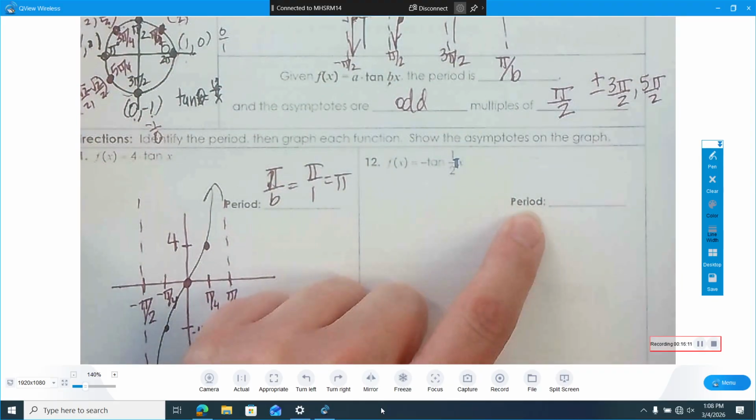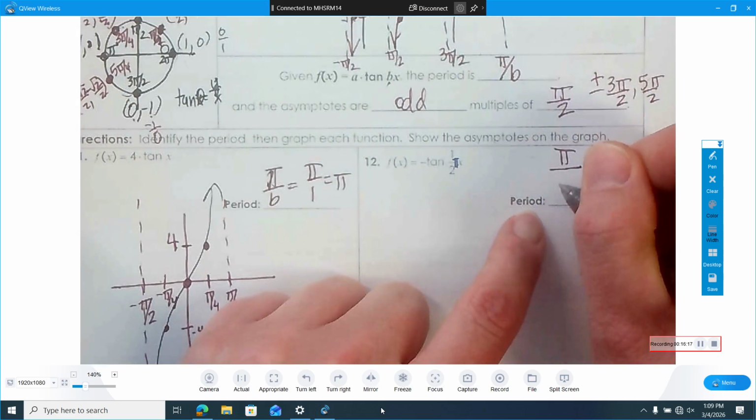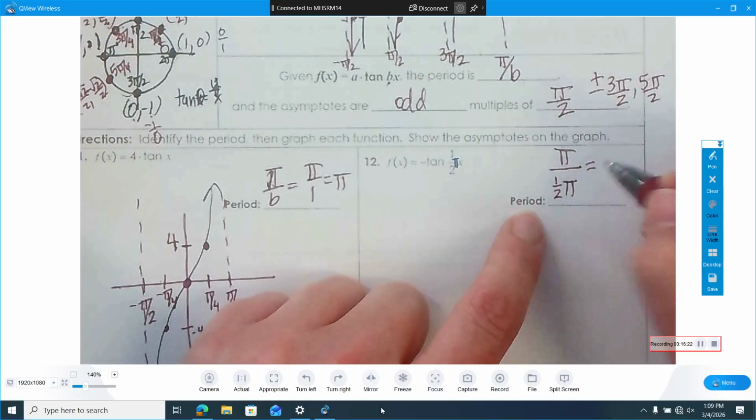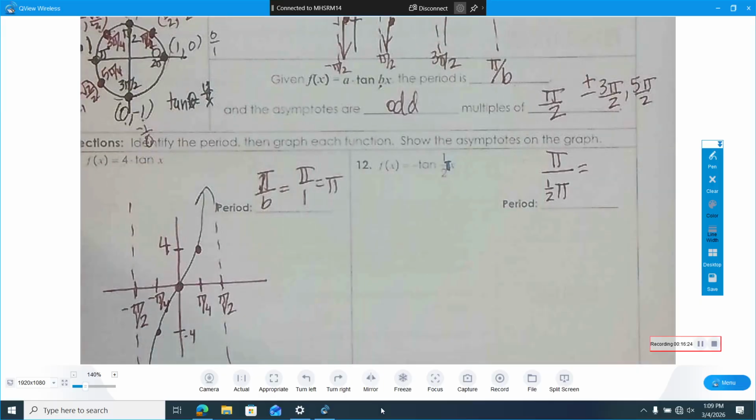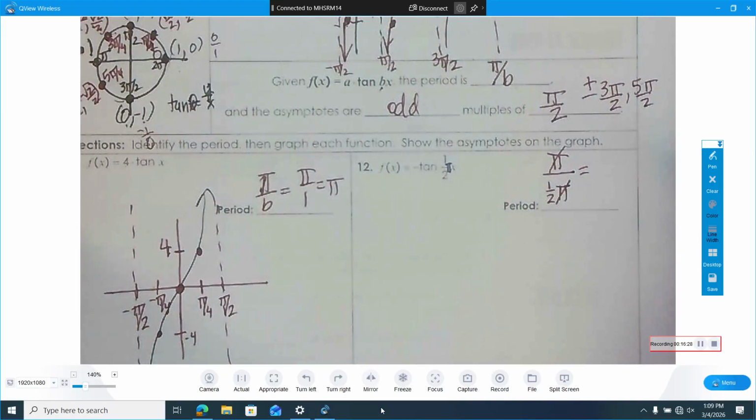How do we figure out the period? Pi divided by 1/2 pi, which is a little bit weird. What's going to happen with the math there? The pi's are going to cancel out. Oh gosh, I totally goofed on this.